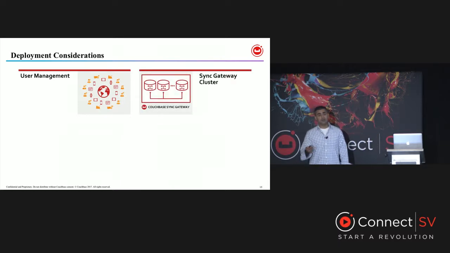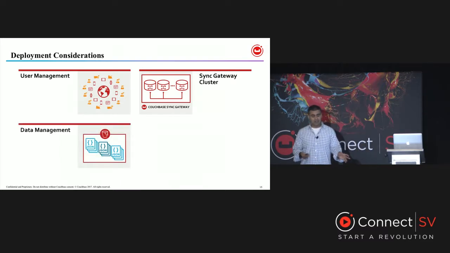Sync Gateway cluster, you want to make sure your Sync Gateway cluster is sized for the kind of workloads that you're going to be running. Data management, like one bucket, multiple buckets, how do you want to split data across those buckets? If you want a subset of that data within a bucket to be mobile enabled, we have options and knobs for you to do that as well.